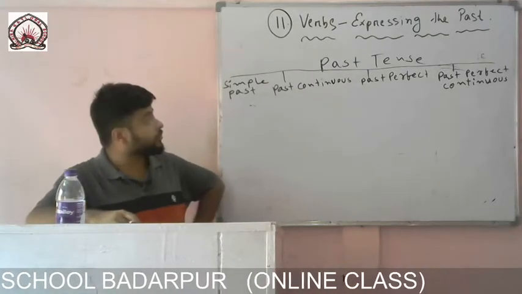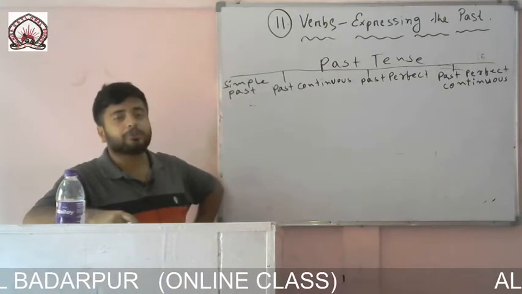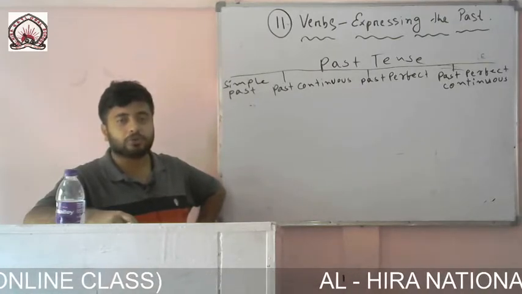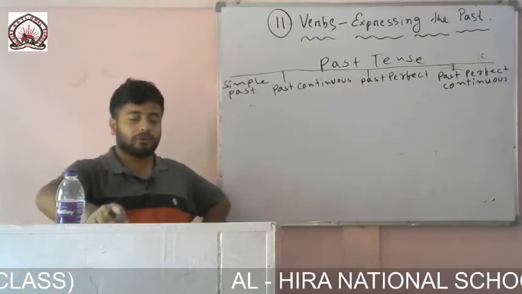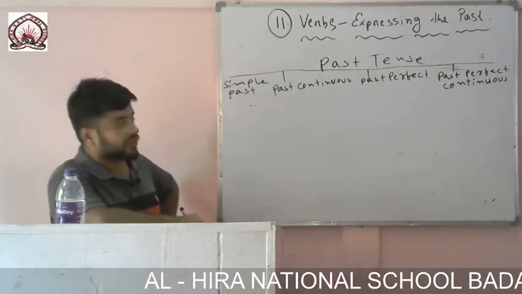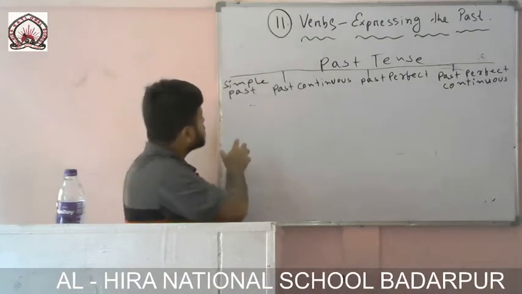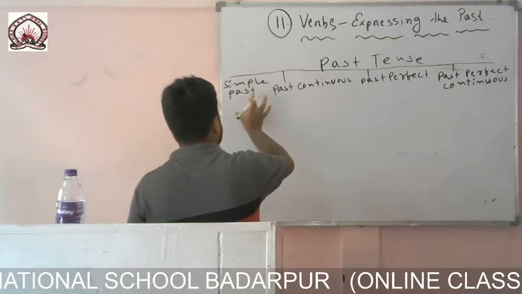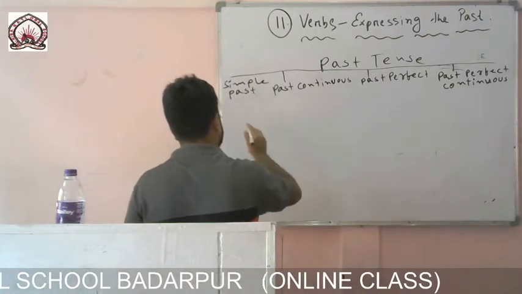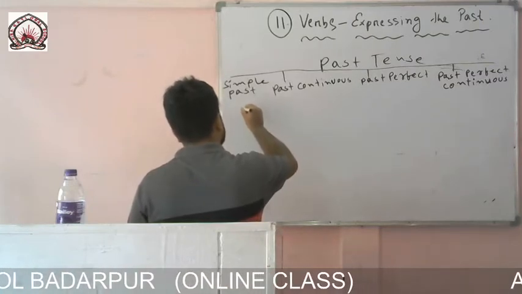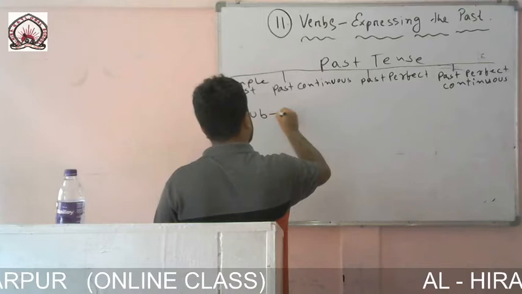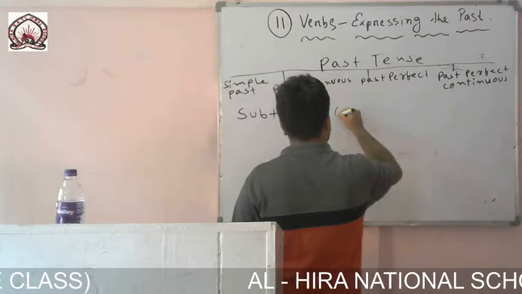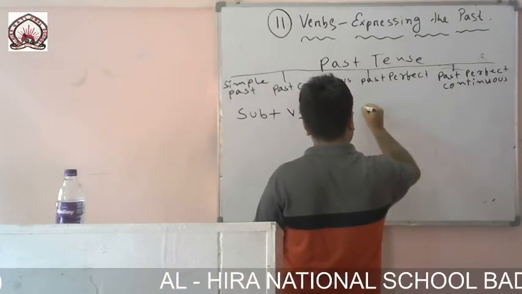So where to use simple past? We use simple past for the action which took place in the past. Now, what is the formation of simple past? So now I am writing the formation of simple past. The formation is subject plus verb 2 plus object or complement.